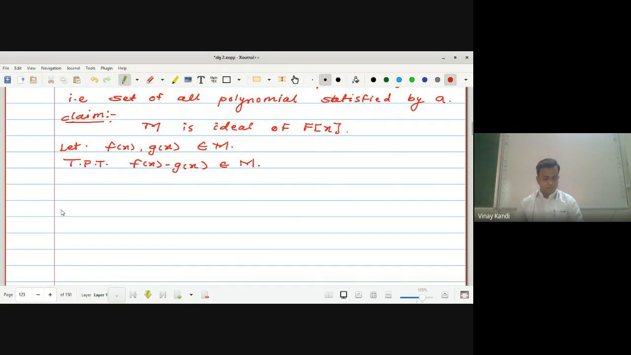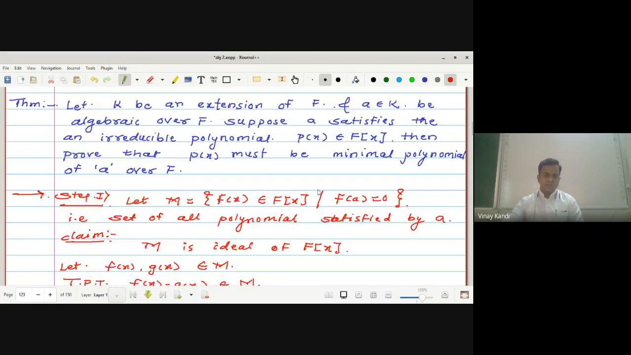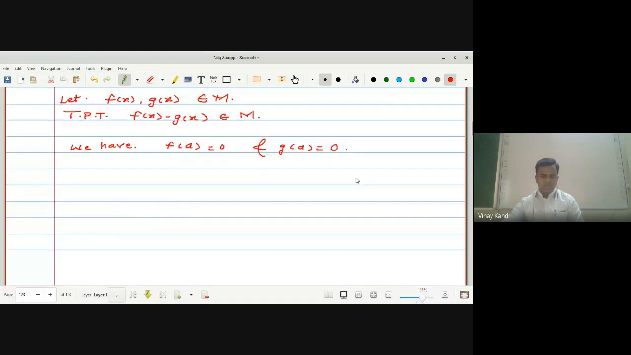Okay, now to show the additive subgroup. We have f of x and g of x, these are two elements belonging to capital M. It means f of a is equal to 0 and g of a is equal to 0. If an element is in this M, it will satisfy a. So this implies f of a and g of a are equal to 0.